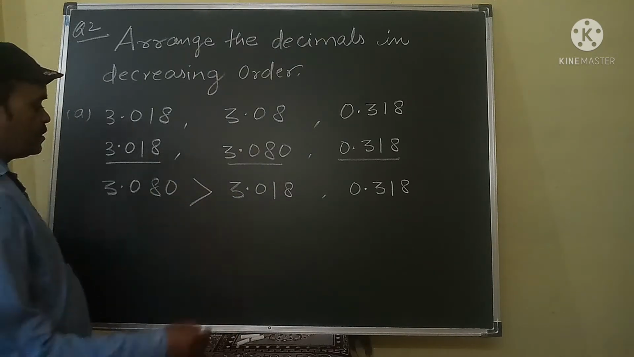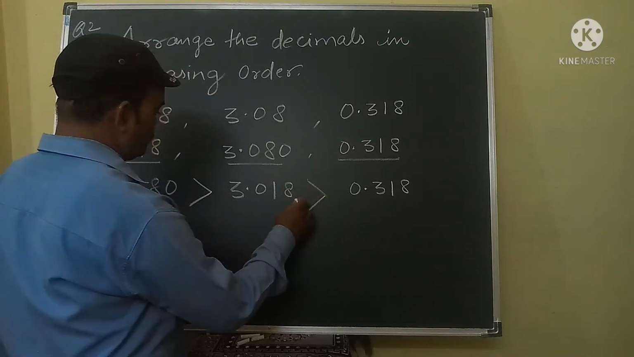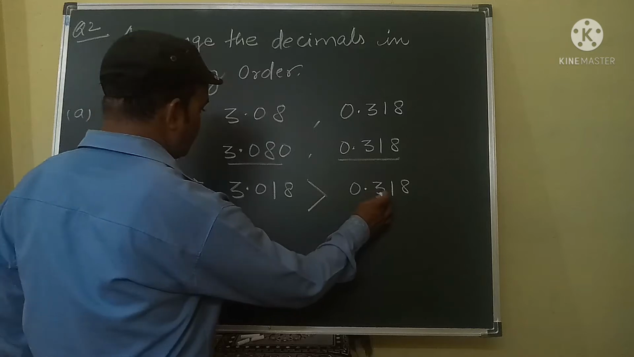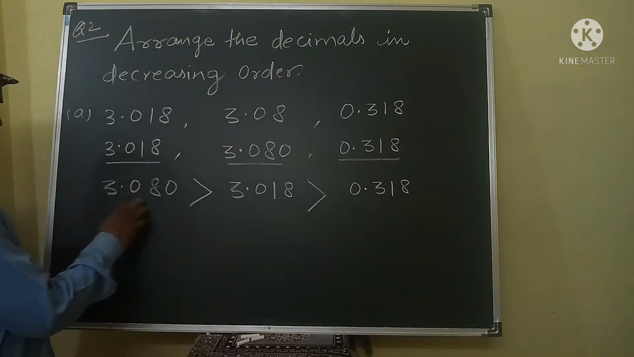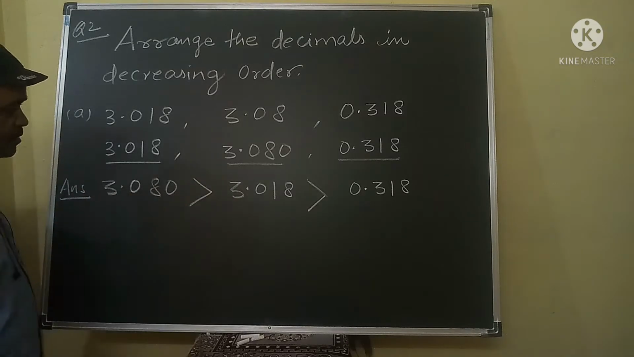Okay, 3.080 is bigger than 3.018, and 3.018 is bigger than 0.318. This is the required answer for the required question. Okay.